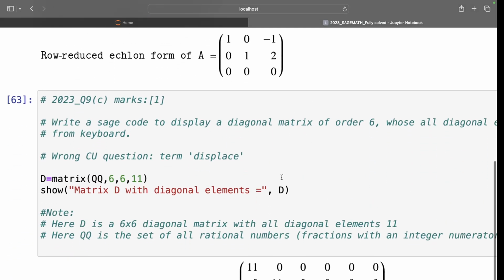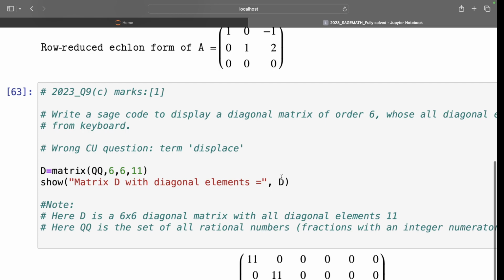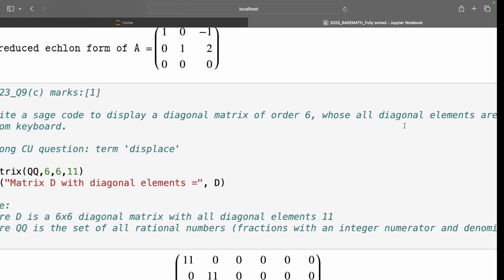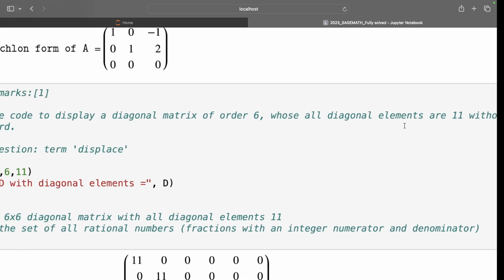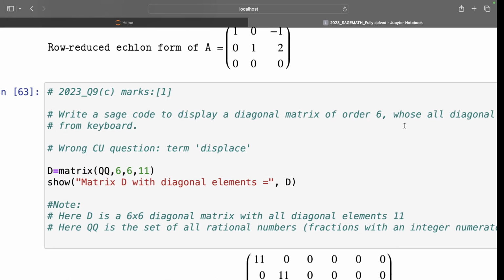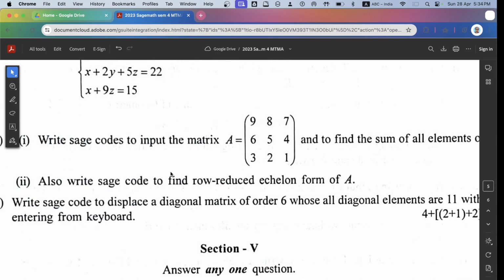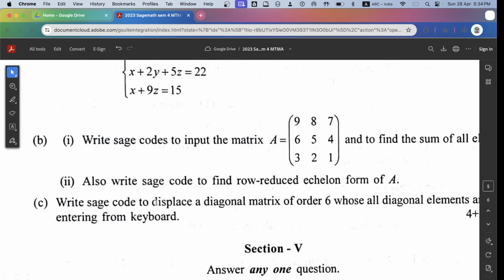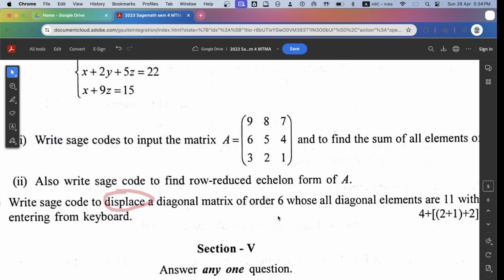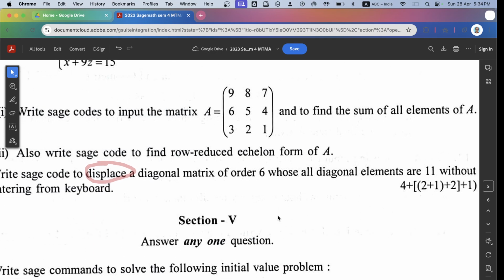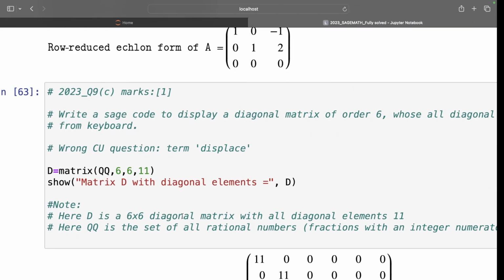Question 9c. Write a Sage code to display the diagonal matrix of order 6, in which all diagonal elements are 11, without entering from the keyboard. Here the question has a wrong word: "displace" is actually "display" of the diagonal. So this is the wrong question. The question is: a diagonal matrix of order 6, in which all diagonal elements are 11, without entering from keyboard.